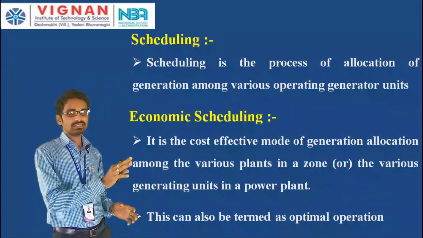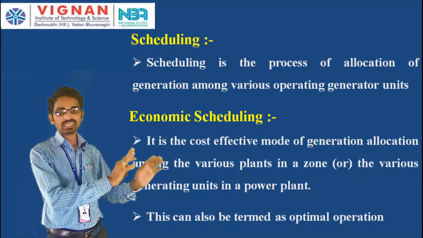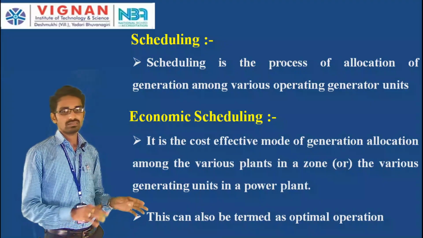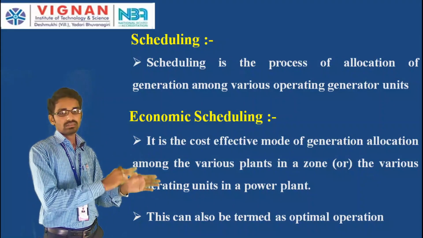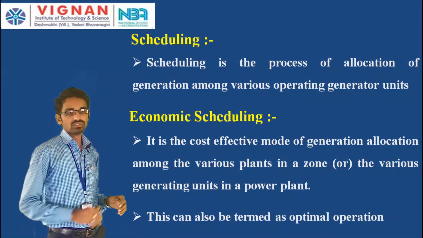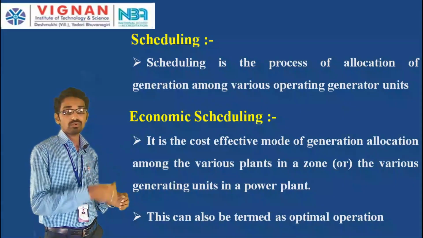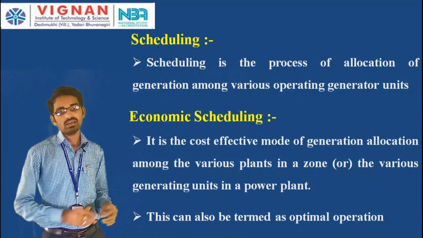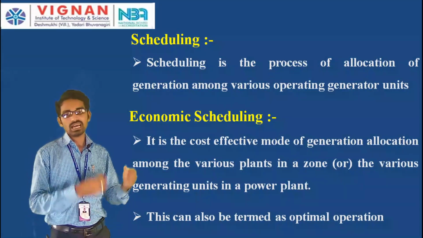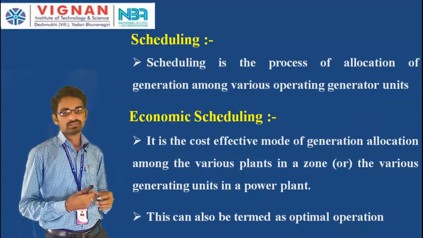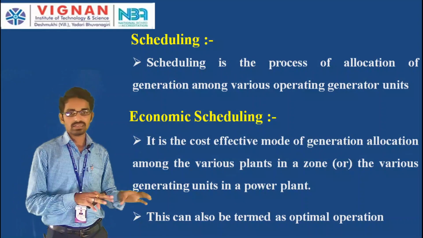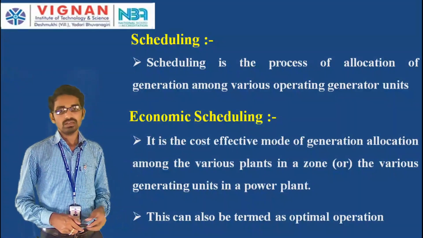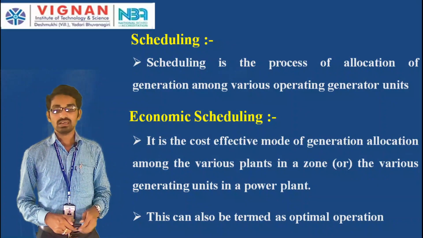So, for that particular station, you have 3000 megawatts of load allocated. In that generating station you have 3 different generating units, or you consider 4, which are having some 1000 megawatts, right. So, you have only 3000 megawatts and there are 4 units. Out of those 4 units you need to decide which generator will generate less, and for that generator we are going to allocate the load. I will explain that process in detail in the upcoming classes with figures and diagrams, right. As of now, economic scheduling is the cost effective mode of generation allocation among the various power plants in a particular zone. This can also be termed as optimal operation, right.